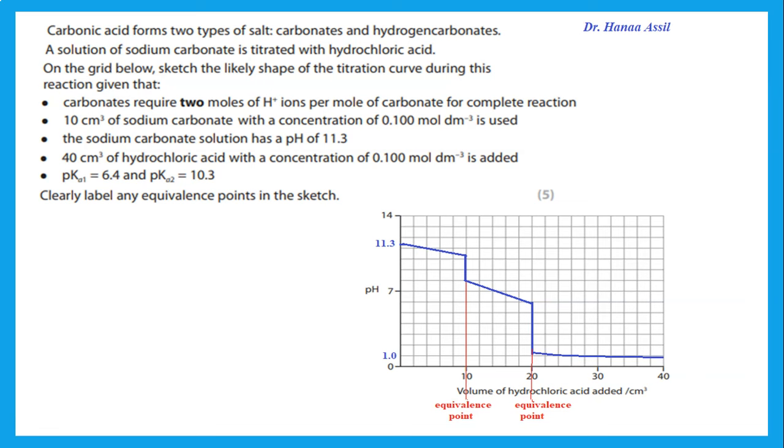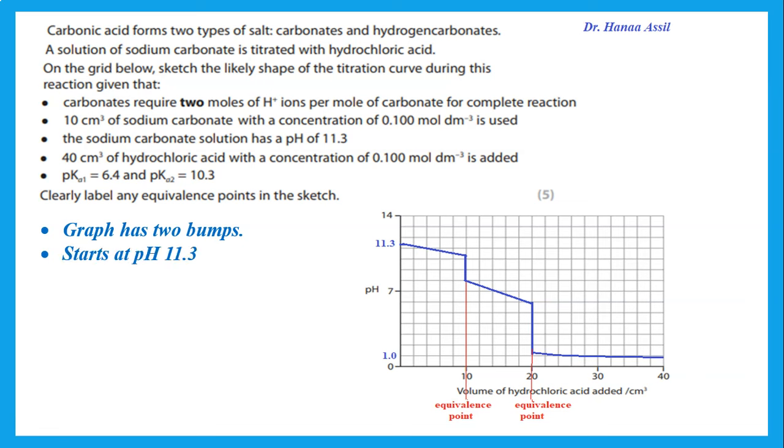Then we're titrating with HCl, so we're going down until the pH of the equivalence point. It says 40 centimeter cubed of hydrochloric acid with a concentration of 0.1 mole per decimeter cubed is added, and that means if I have a total of 40 was added, it says at the beginning 10 centimeter cubed of sodium carbonate with concentration of 0.1 mole. So anyway, first of all, the graph must have 2 bumps because we have 2 replaceable protons.